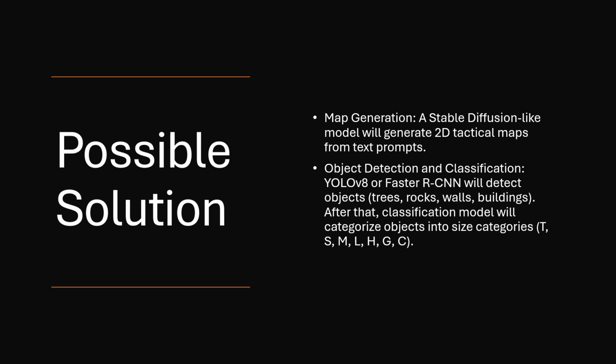The second step is object detection and classification. It's 2 steps in one, I'd say. I'm going to use YOLO or Faster R-CNN that will detect objects: trees, rocks, tools, buildings. After that, a classification model will categorize objects into size categories: tiny, small, medium, large, huge, gigantic, and colossal. And all of them are from the rulebook.